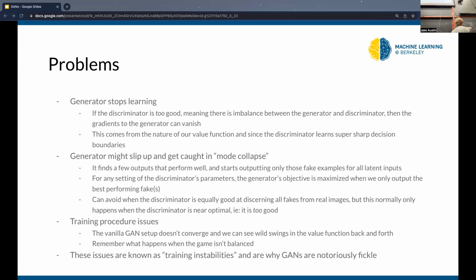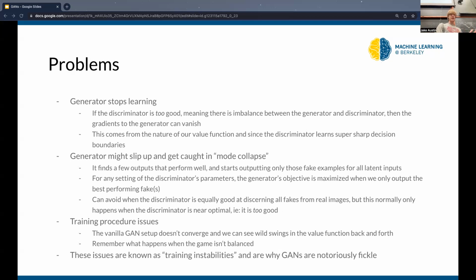On the single lowest example, the single best performing image that the generator could create, the generator's expected value in this GAN game, or the value function in the GAN game, in expectation, is minimized when the generator only outputs that one image. Because if the generator outputs a couple of images that are over here and don't fool the discriminator as well, then the generator has done worse in the GAN game. The generator is sort of encouraged to just output this one example every single time. This is called mode collapse. It's not good, and it's definitely an issue.